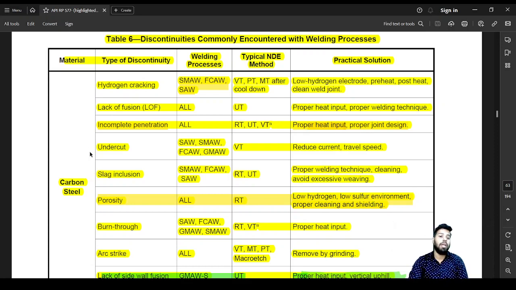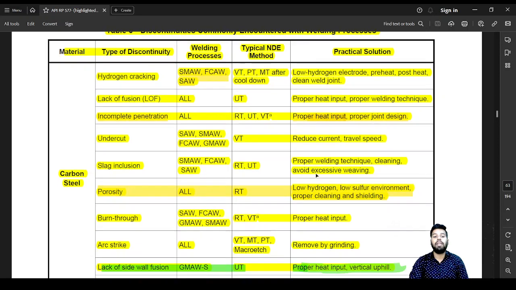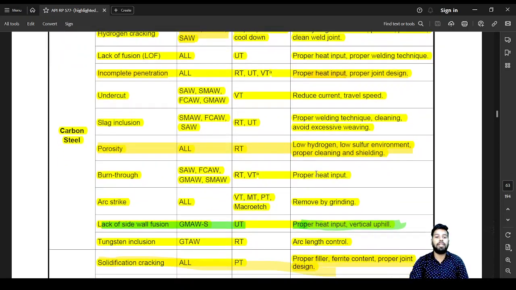penetration. Undercut: SMAW, SAW, flux core arc welding, GMAW. VT is going to be the better option because it is always going to be on the surface. Reduce the current and travel speed. Slag inclusion: SMAW, flux core arc welding, SAW. UT, RT is going to be the better technique. Improper cleaning is going to be the bigger problem. Excessive weaving and improper welding technique are also going to be contributing towards slag inclusion. All of these are for carbon steel.